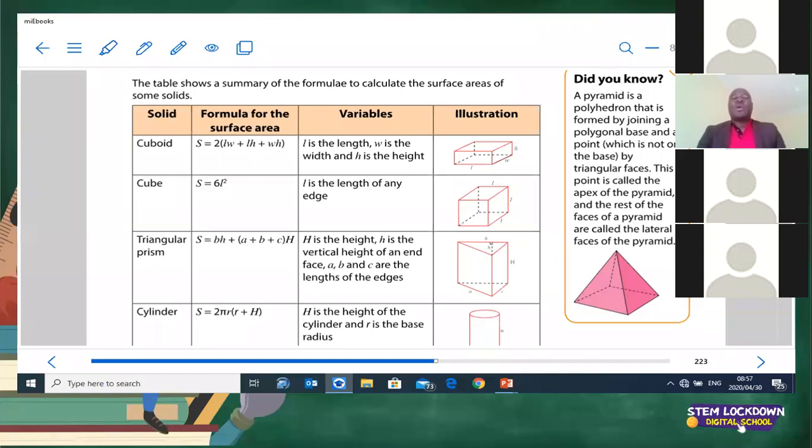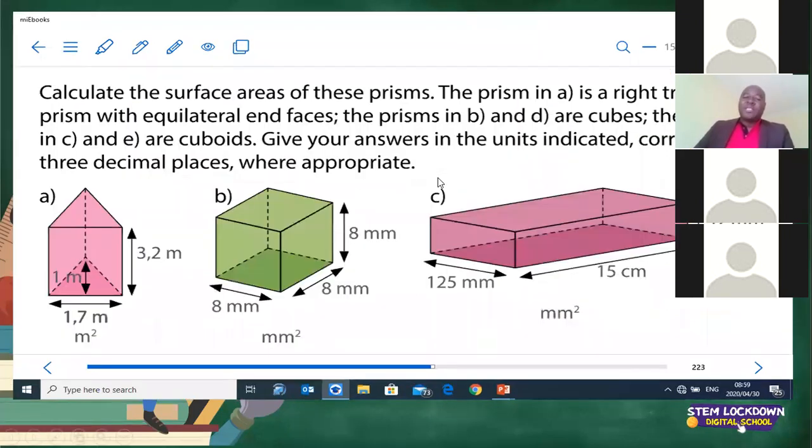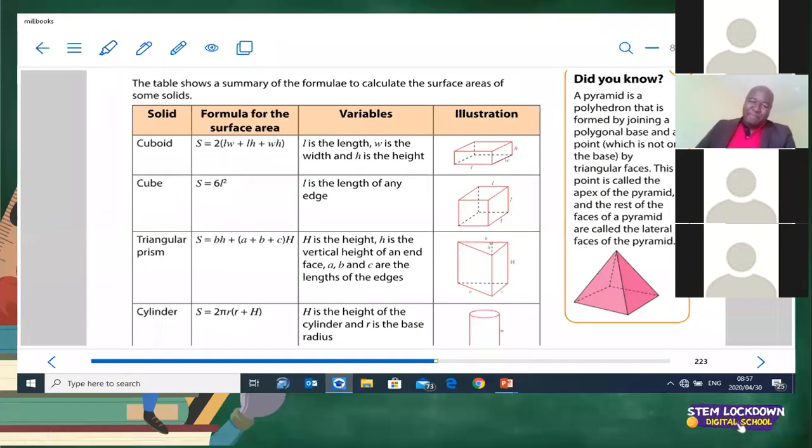That is why when you calculate the area of the whole box, it will be the sum of all the areas of all the rectangles that are found in the specific cuboid there. So the cuboid and the rectangular prism, we're talking about the same thing. It's the same thing. There is no difference there. When you talk about the cuboid and the rectangular prism, you are talking about the same thing.